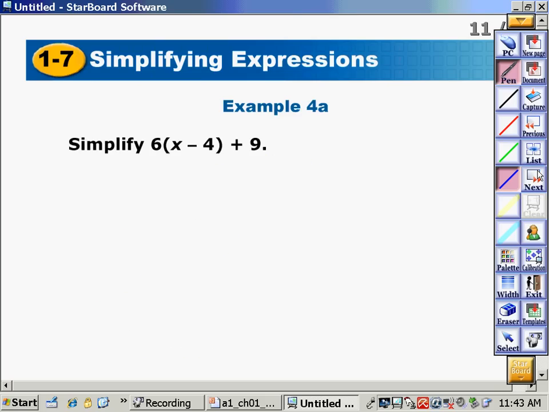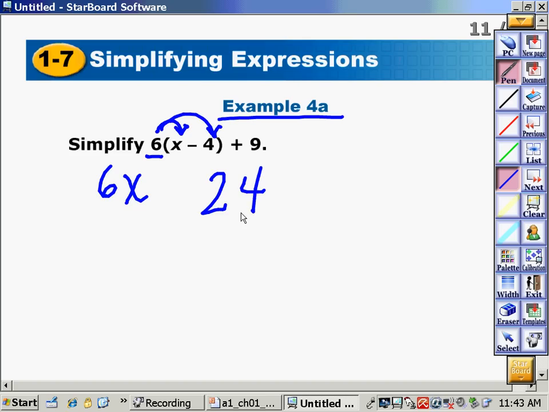All right, continuing with our instruction. Now we're going to do some problems with distributive property. This one does not say check it out. It just says example, so feel free to write it down if you like to, but you are not required to write it down. The 6 that is in the front is the number that we're going to distribute. So we're going to multiply 6 times x, which gives me 6x. 6 times 4, which is 24.